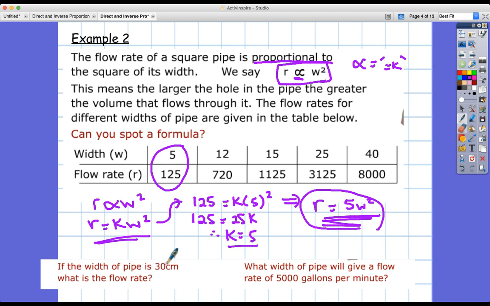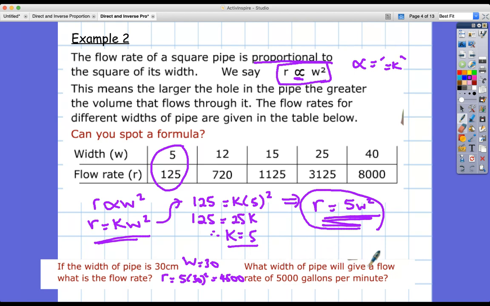Then we've got this one. If the width of a pipe is 30 centimeters, so they're giving us W. W is 30. What is the flow rate? All we have to do is substitute W equals 30 into here. And so R, what's the flow rate? R would be 5 times 30 squared, which is equal to 4,500, I think. I'll check my calculator. But I think, yeah, 900 times 5, 4,500.